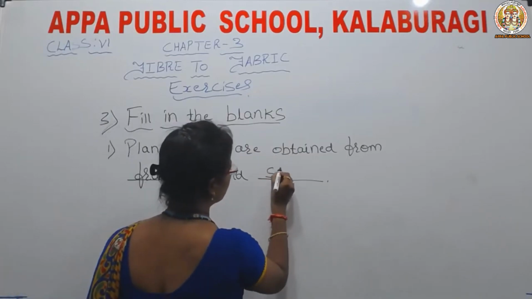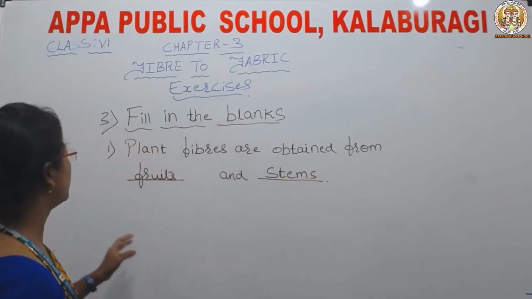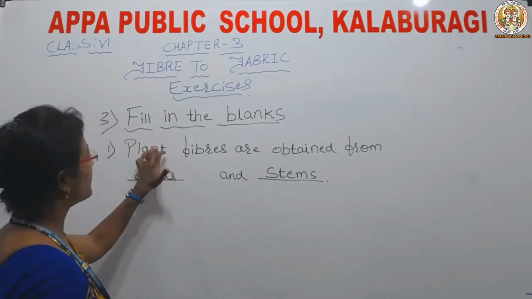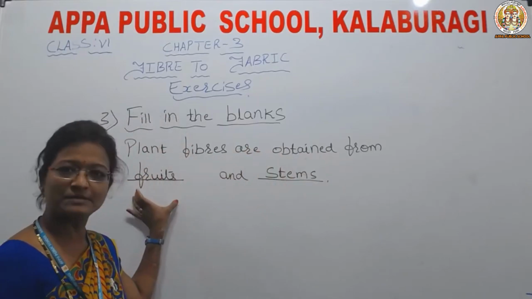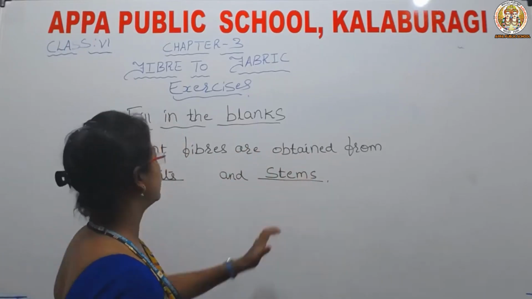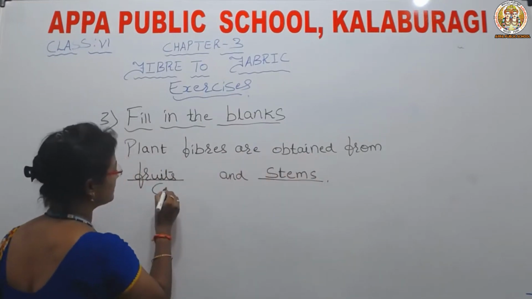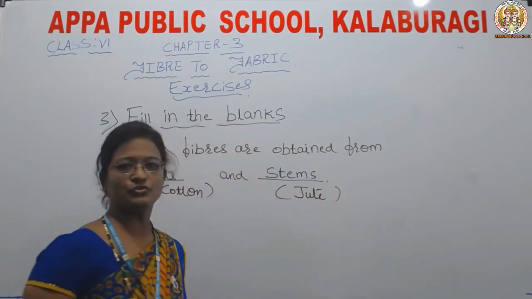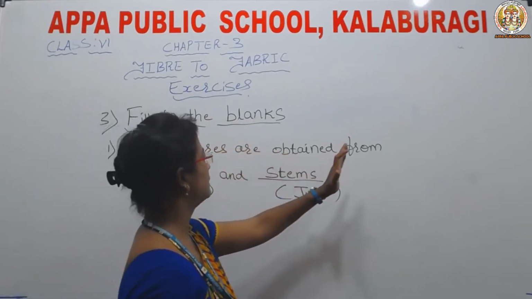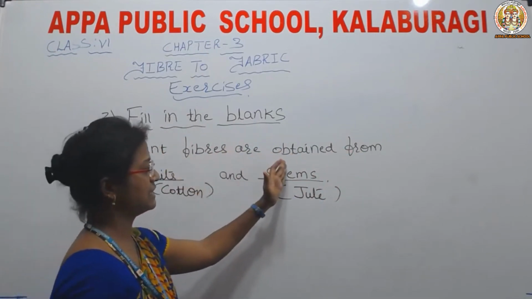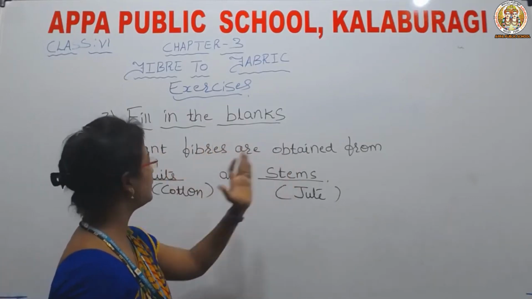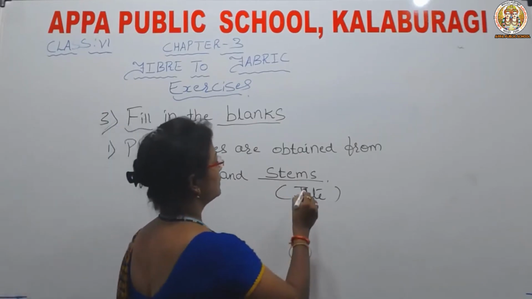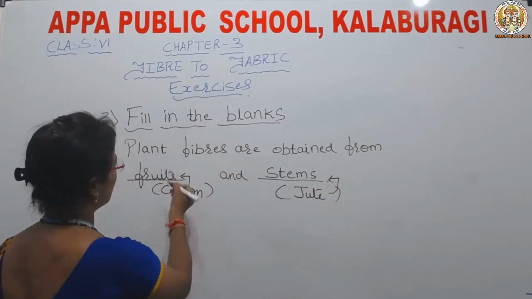Fruits and stems. So you may be confused why Miss has written fruits here, isn't it? And here stem. Why? Plant fibers are obtained from the fruit of the cotton plant and from the stem of the jute plant. So instead of writing fruit and stem, you can even write jute also. Okay. So here the plant fibers are obtained from fruits and stems, or even you can write plant fibers are obtained from cotton and jute, because cotton we get from fruits and jute we get from the stem. So both are correct answers.